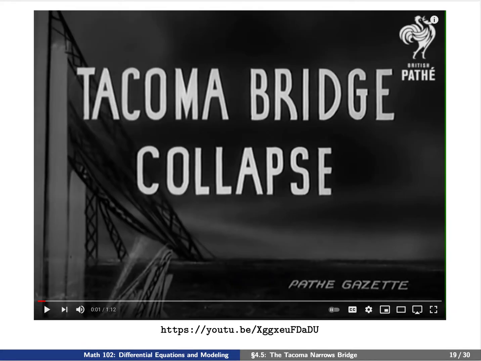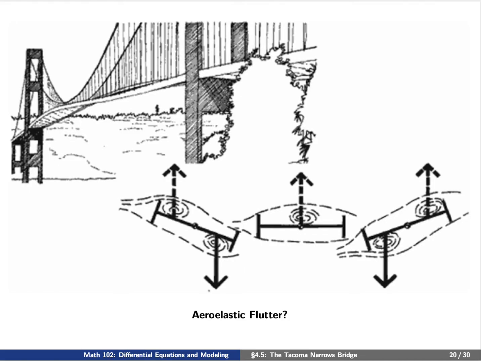Here's a link to another YouTube video that actually is a newsreel by the British Pathé that explains a little bit more behind what happened that day. Simply put, engineers were very curious to know what made the bridge collapse. What they immediately realized is that the twisting motion of the bridge probably was caused by what's called aeroelastic flutter.